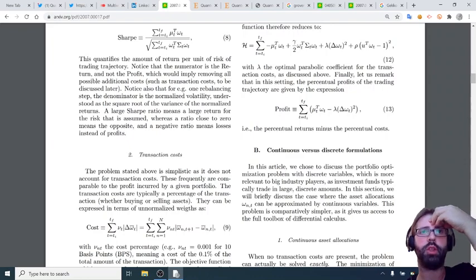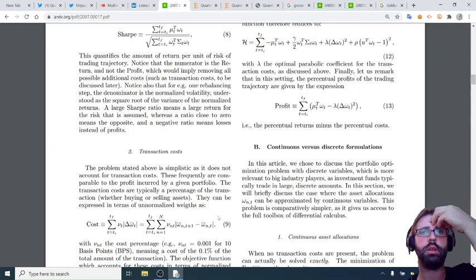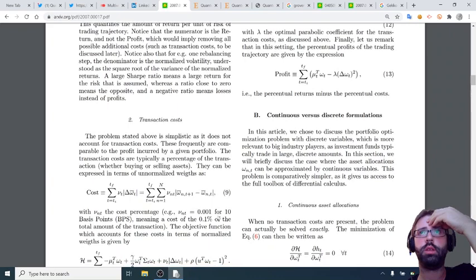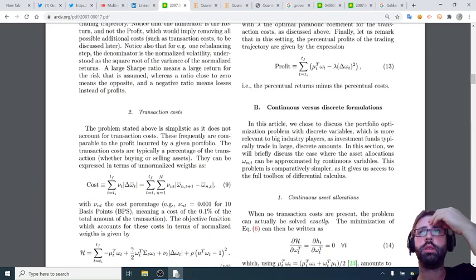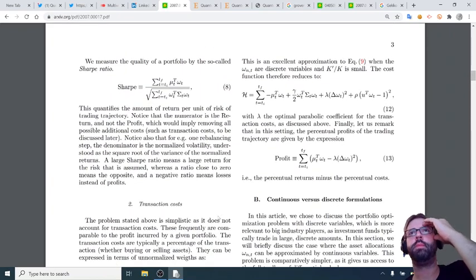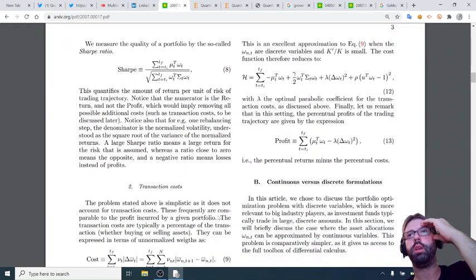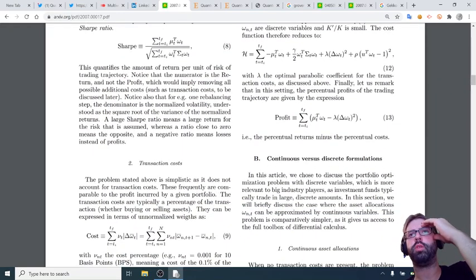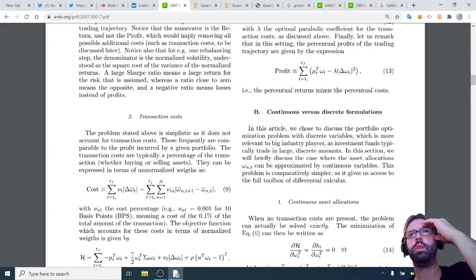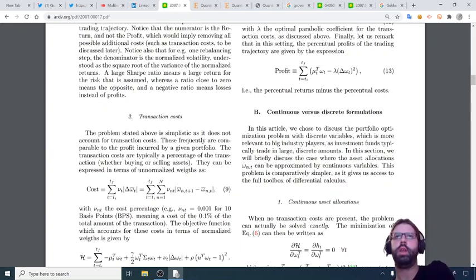I don't know how they do this, but I'll go back to this, okay? There's continuous versus discrete formulations. Discrete variables are more relevant to big industry players, as investment funds typically trade in large discrete amounts. In this section, we will briefly discuss the case where the asset allocation can be approximated by continuous variables.